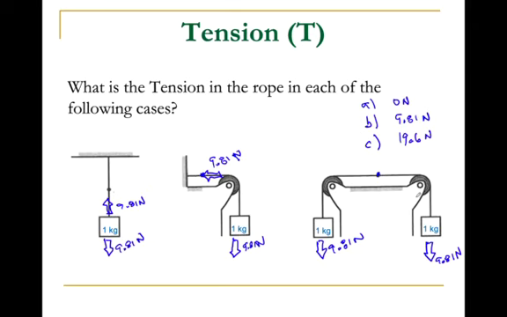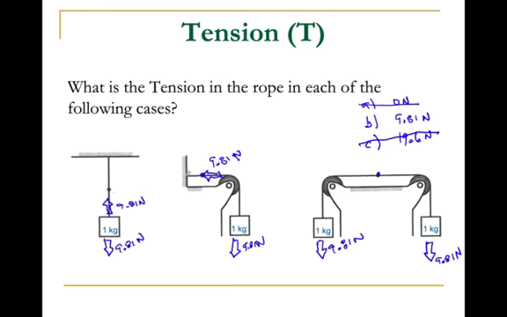Correct answer is not 0 newtons. No, there is a tension in the rope. Leaving us these two choices, and believe it or not, the answer is not 19.6. If you chose 9.81, you're absolutely correct. And you might say, whoa, wait a second. This is so different than this previous one because there's two masses.